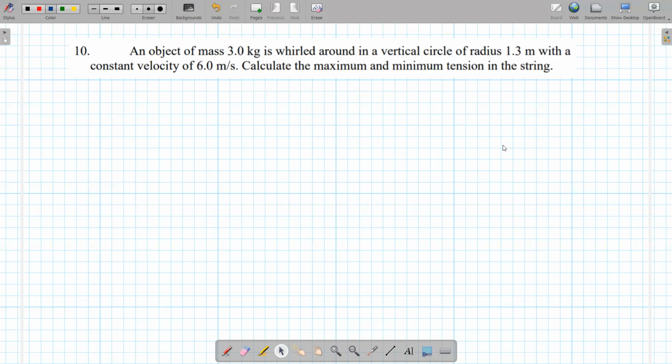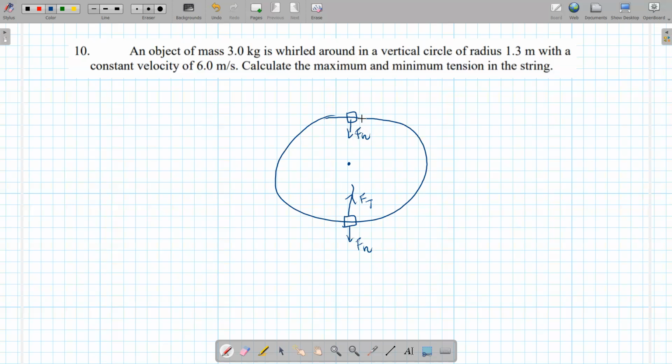Would the minimum be at the radius? This is a circle. Mass is 3 kg. Let's say it's at the bottom. It doesn't matter if it's the bottom or the top. One of them will be the maximum tension in the string, and one of them will be the minimum tension. If you ever swirl something around, at the minimum it feels heavy, so that's Fg. So when it's at the bottom, that's the maximum, and the one at the top is the minimum.